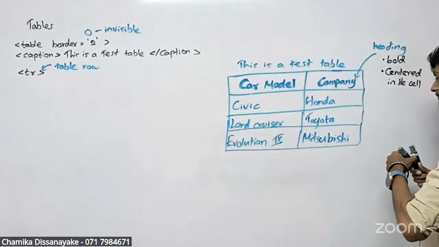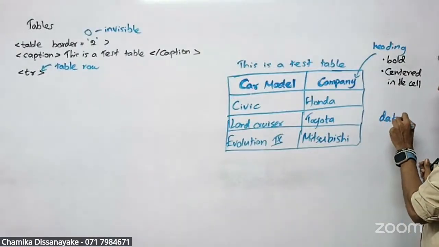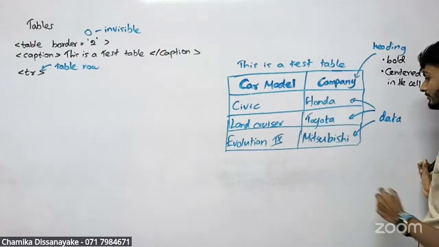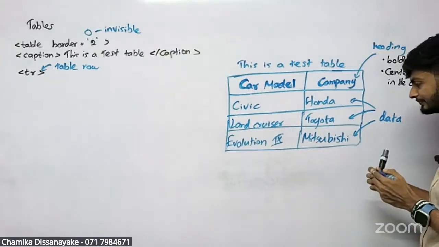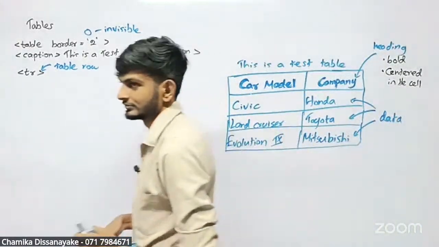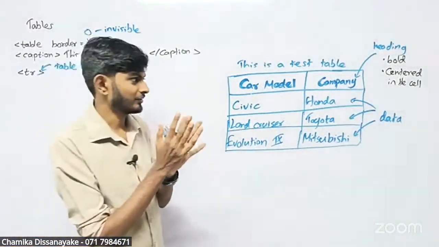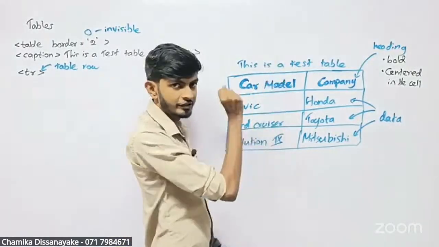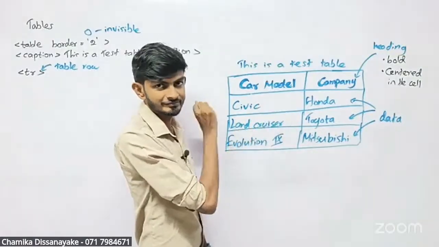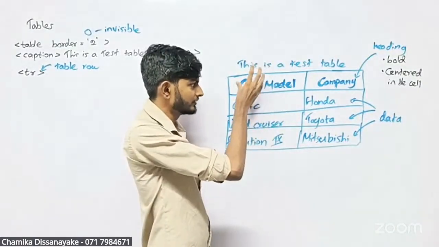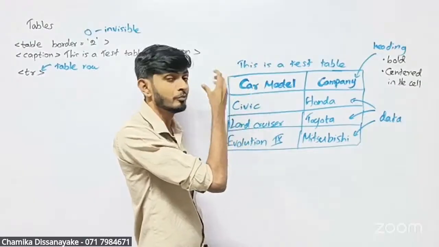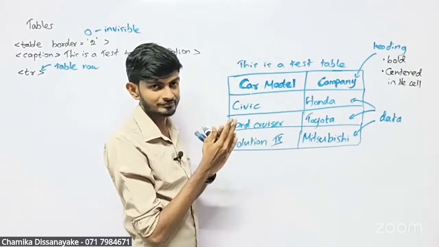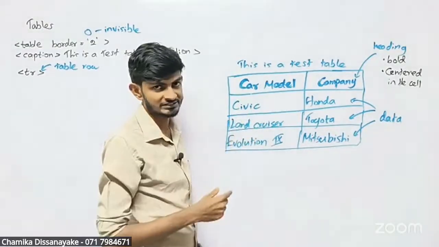Okay. Those are data cells. Those are also data. Right. So then, can you just understand the difference of those cells? Okay. So this is the heading cell, and those are the data cells. In the heading cell, the words will be bolded, and also centered in the cell. Those are not like that.